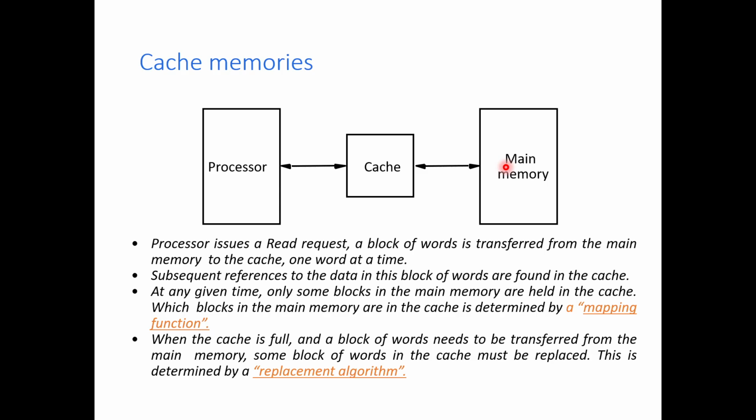So to cope up with that speed, we are going to have this cache memory in between the processor and the main memory. What things are going to be loaded into the cache memory? We can use the mapping function. And if the cache memory is full, then we have to replace some blocks from this cache. That can be done using the replacement algorithms.